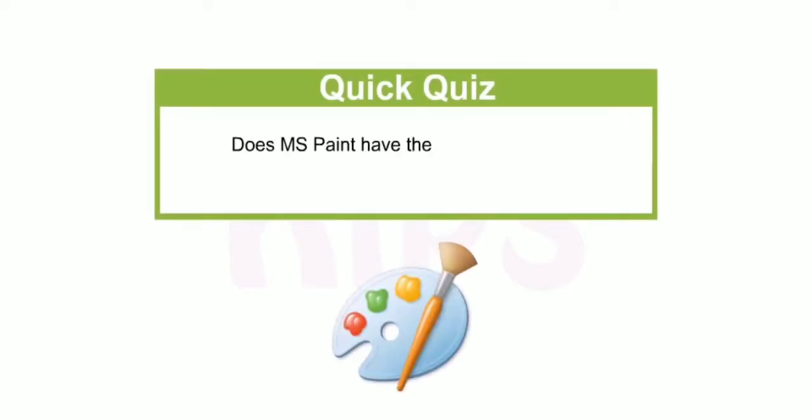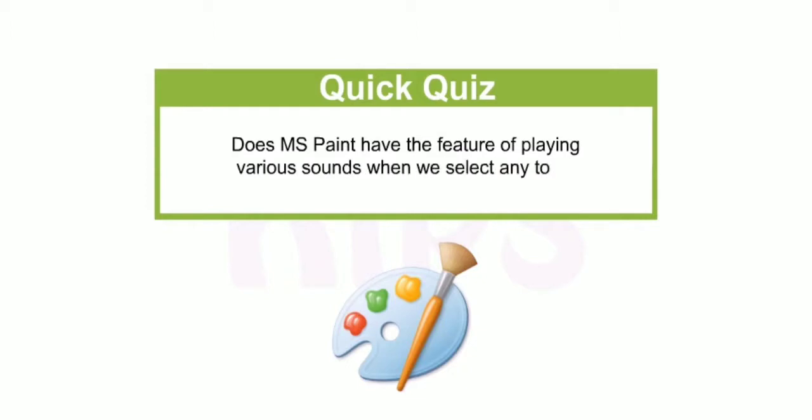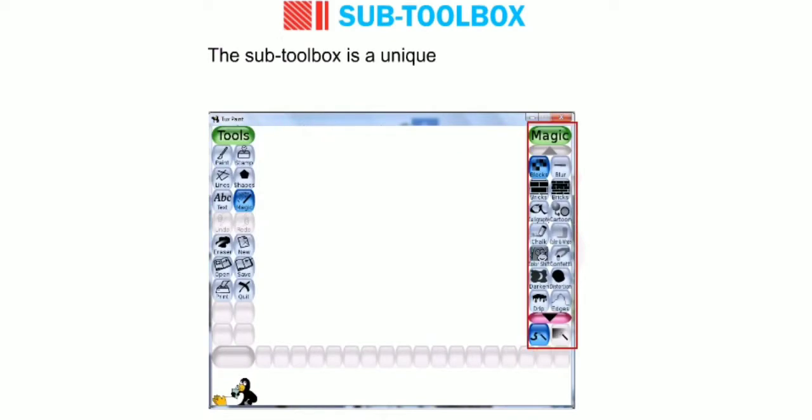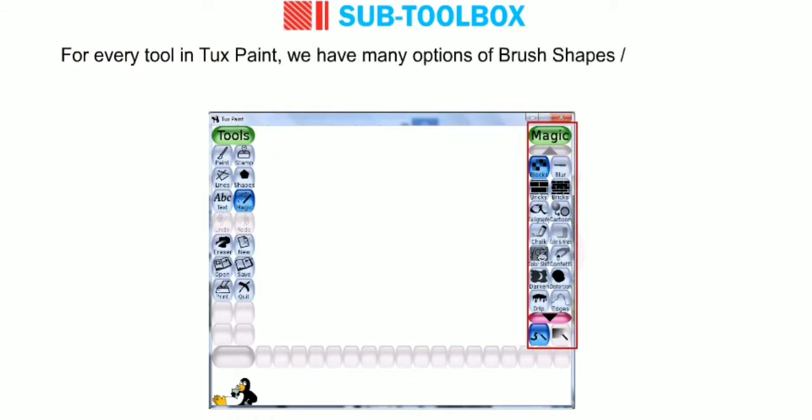Okay, quickly tell me, does MS Paint have the feature of playing various sounds when we select any tool? Let us learn a few things about the sub-toolbox on the right side of the drawing canvas. The sub-toolbox is a unique feature of Tux Paint. For every tool in Tux Paint, we have many options of brush shapes or special effects in the sub-toolbox.